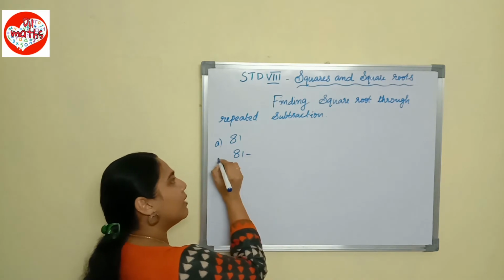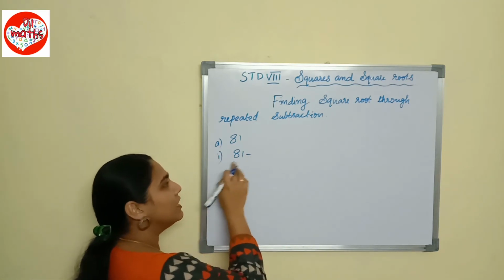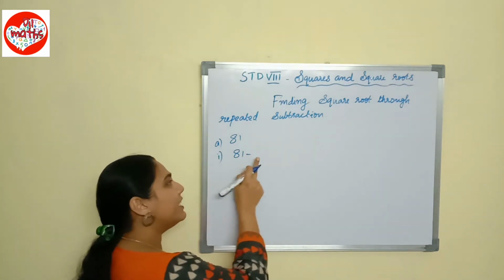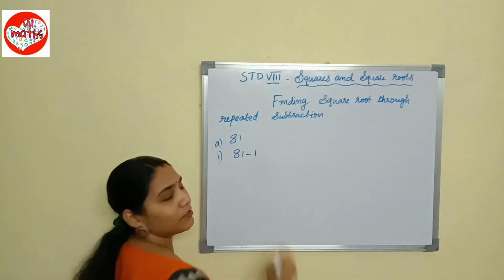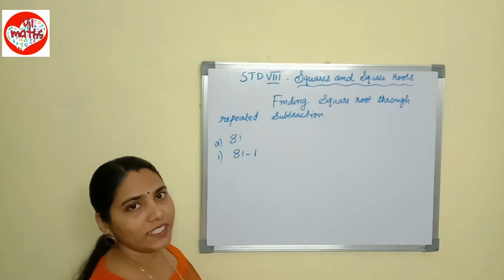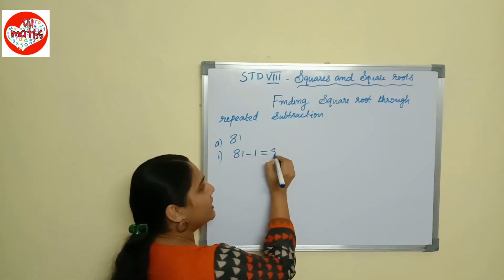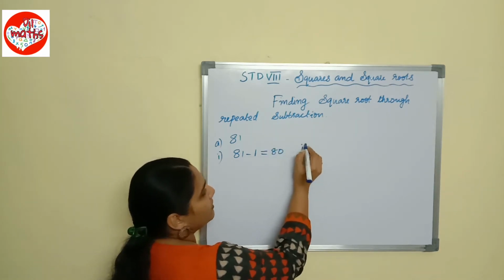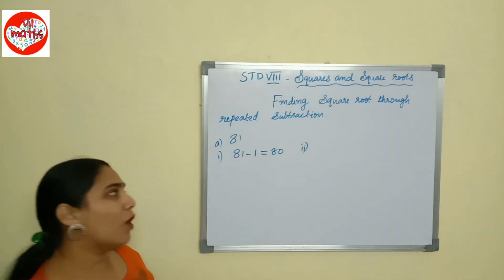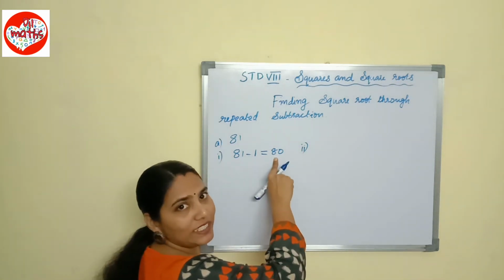So first, I am writing here a subtraction like this. So first step is this one. 81 minus first odd number. Which is the first odd number? 1 is the first odd number. 81 minus 1 is equal to 80, isn't it? Second one. What is the second step? What we got as the result here? 80 we got as the result here.